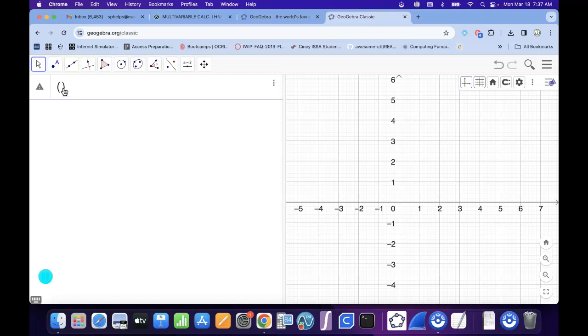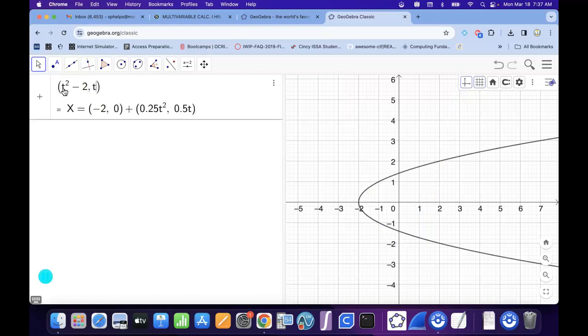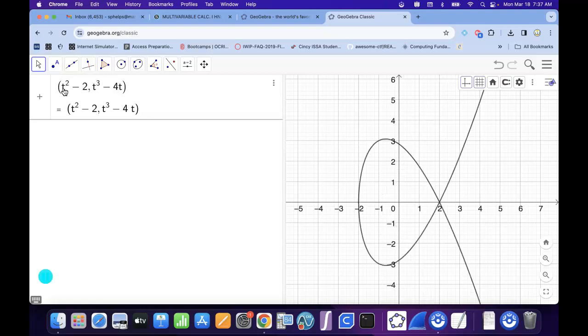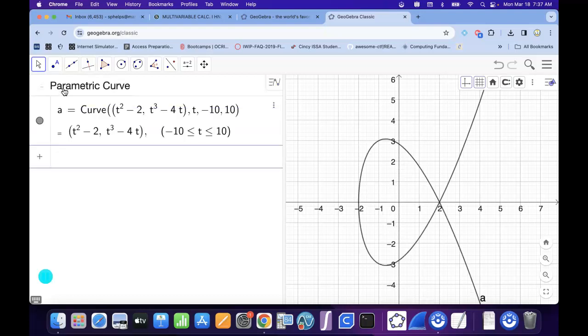So what I'm going to do is the x-coordinate is going to be t squared, and I'm going to subtract 2 because I really want to move this graph to the left a little bit. And then the y-coordinate will be t to the third minus t. So there's that little loop in there. Actually, I'll make that loop a little bit larger, so I'll add a 4t in there. I like that. That's a cool curve. I think we saw this the other day anyway.